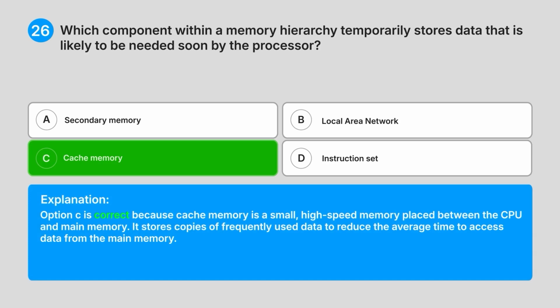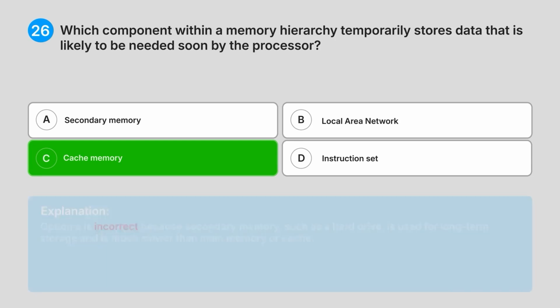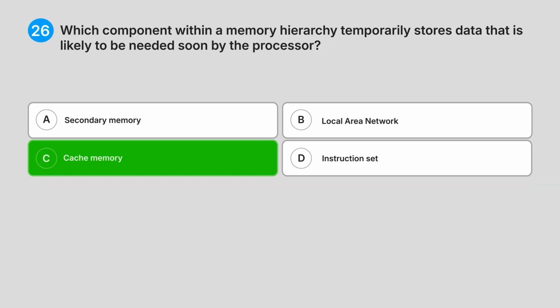Explanation. Option C is correct because cache memory is a small high-speed memory placed between the CPU and main memory. It stores copies of frequently used data to reduce the average time to access data from the main memory. Option A is incorrect because secondary memory, such as a hard drive, is used for long-term storage and is much slower than main memory or cache.